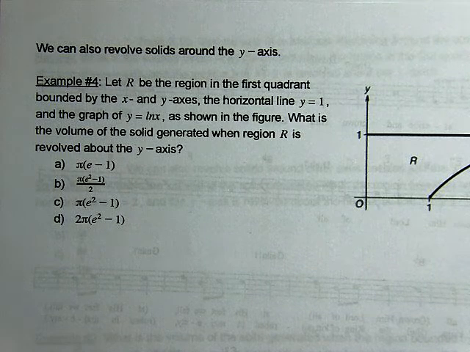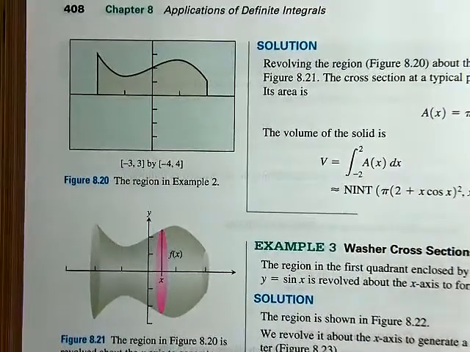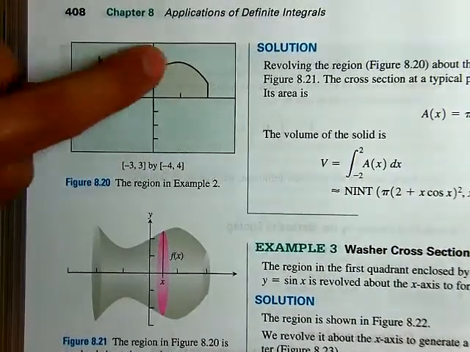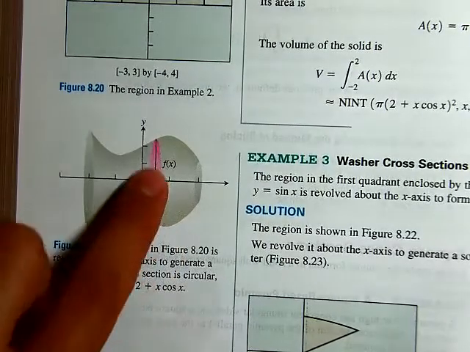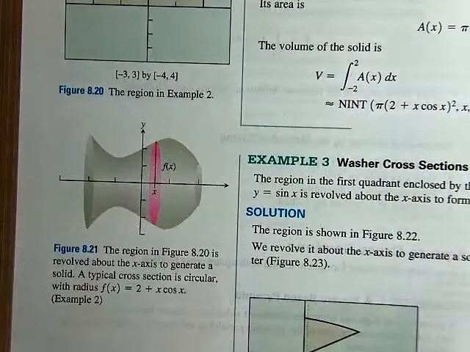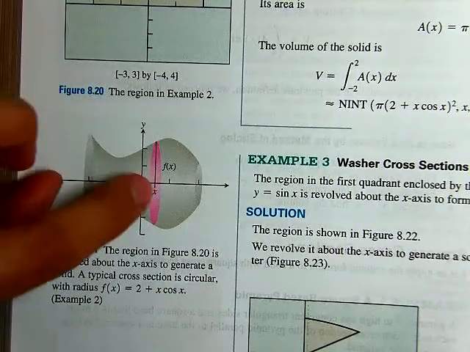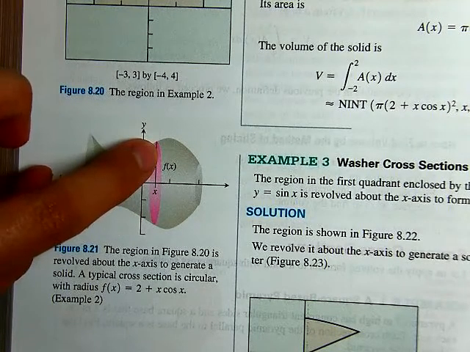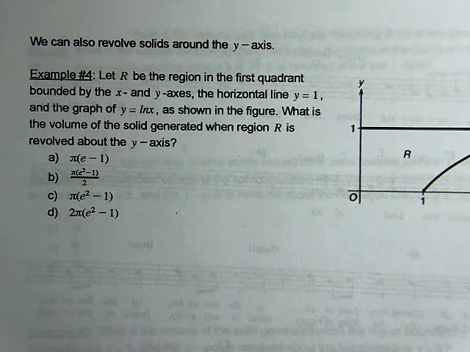All right, so just to give you a little visualization of what's happening, if you turn to your textbook, page 408, this is if we had this shape revolved around the x-axis. This is a little visualization of what it would look like. This pink image here is a disc or a slice cut out of the 3D object, and so again you can see the radius here, half the diameter, is from the x-axis up to that point of the curve.